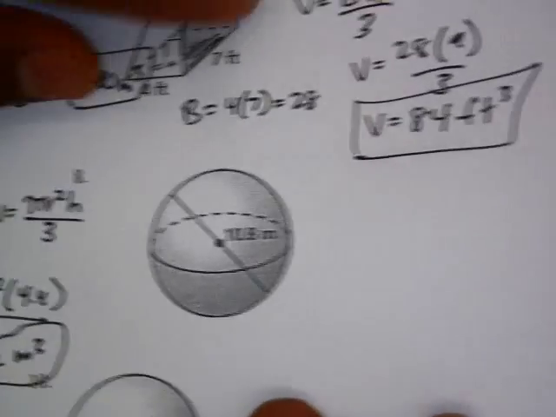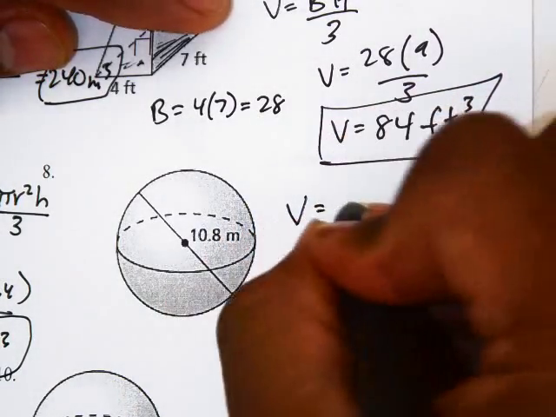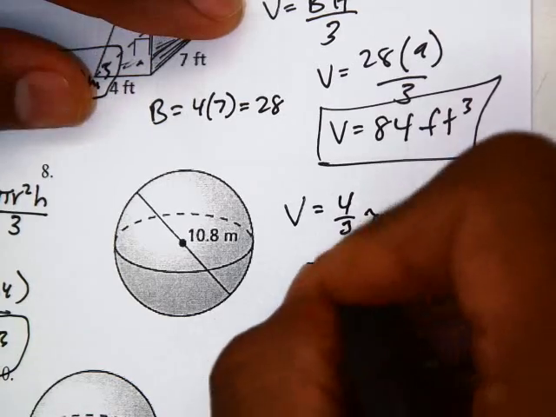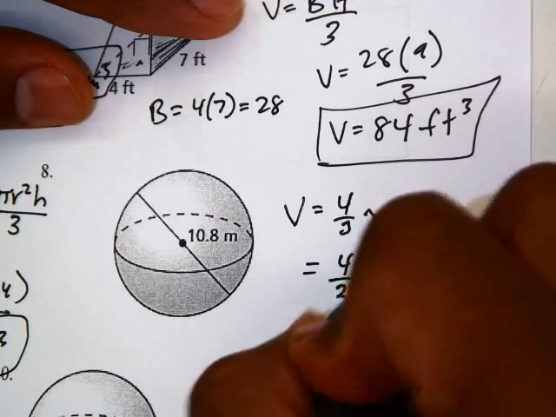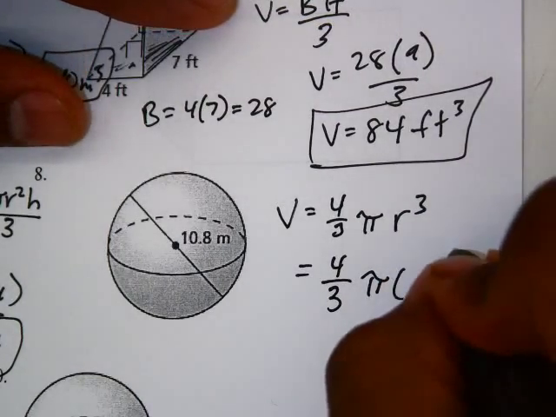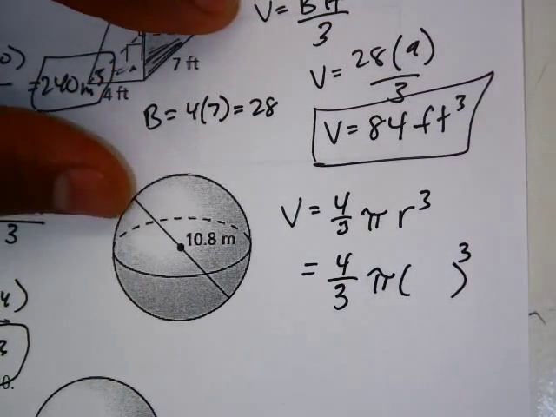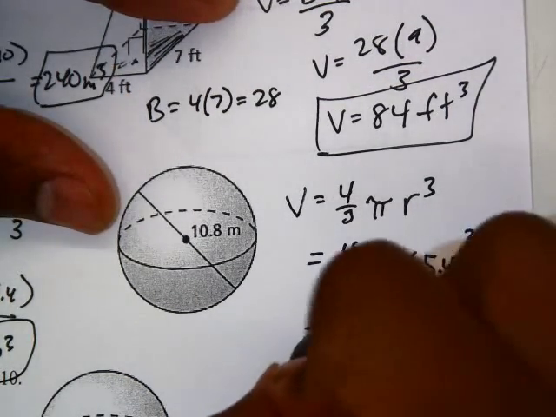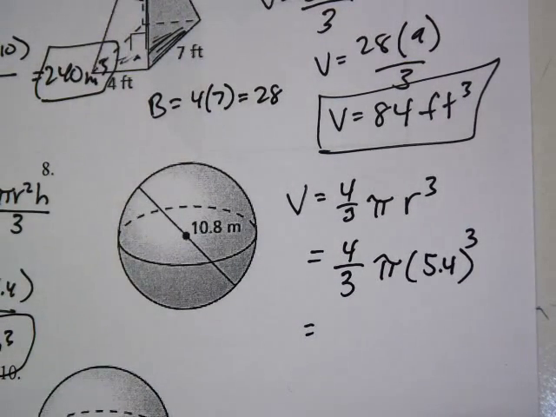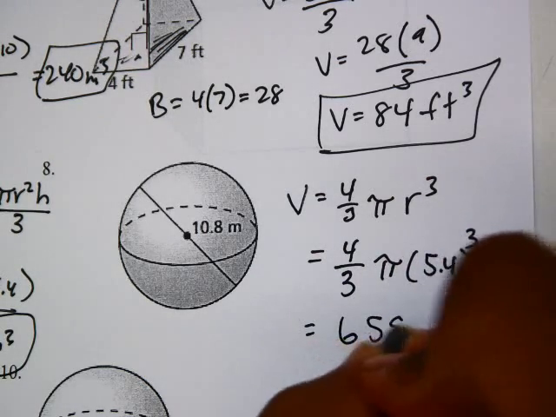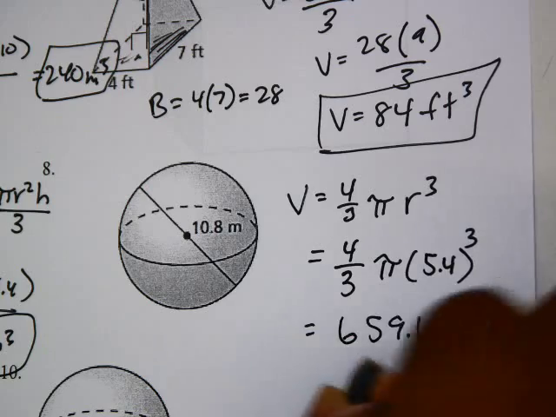Number 8 is a sphere. So the volume of a sphere is 4/3 pi r cubed. So 10.8 is my diameter. That's all the way across. I only want halfway across because I want the radius. So half of 10.8 is 5.4. So 4/3 times pi times 5.4 to the third power is 659.6 meters cubed.